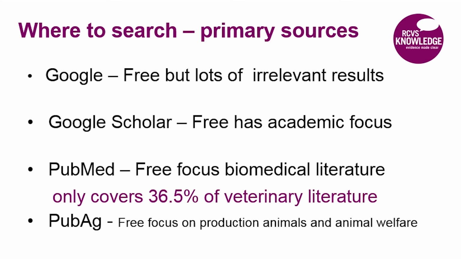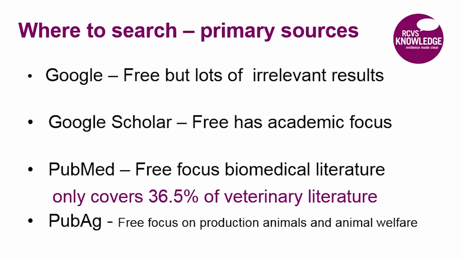As you can see on there, PubMed, which everybody uses because it's free, actually only covers 36.5% of the veterinary literature, according to research done by the Nottingham people. So if you just search PubMed, you are going to miss stuff. Just by very nature, it's not in there to be found. So I would say if you only have access to free databases, search PubMed and Google Scholar in combination.